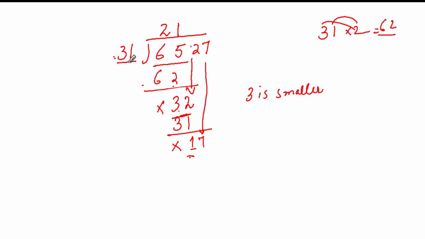Again 17 is smaller than 31. Okay, 17 is smaller than 31. We have no number ahead. What to do now? You can write it as it is as your remainder. So your answer will be equal to 21 remainder 17.